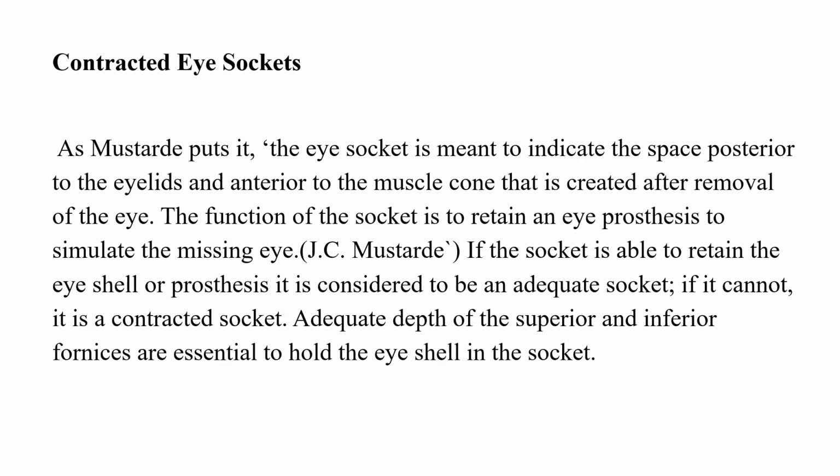As Mustarde puts it, the eye socket is meant to indicate the space posterior to the eyelids and anterior to the muscle cone that is created after removal of the eye. The function of the socket is to retain an eye prosthesis to simulate the missing eye. If the socket is able to retain the eye shell or prosthesis, it is considered to be an adequate socket. If it cannot, it is a contracted socket. Adequate depth of the superior and inferior fornices is essential to hold the eye shell in the socket.